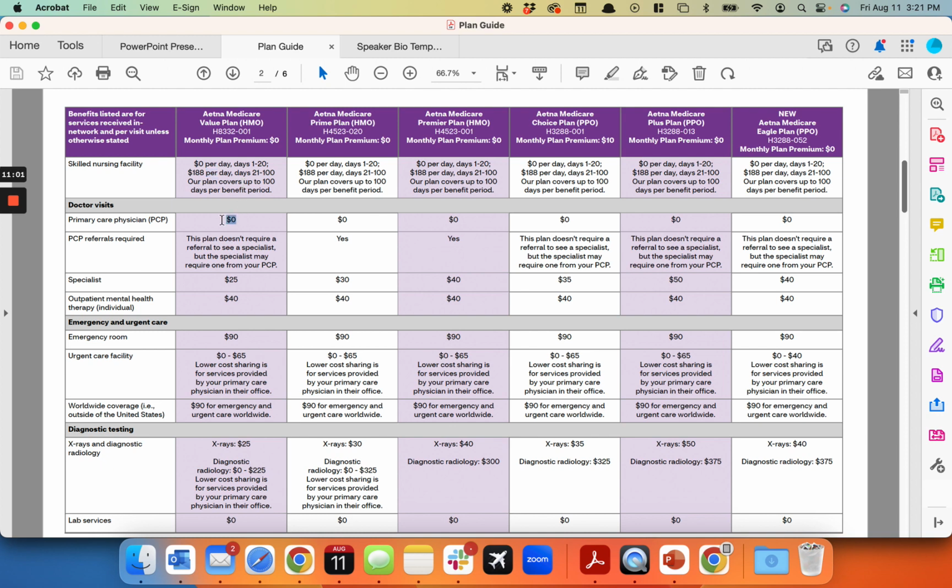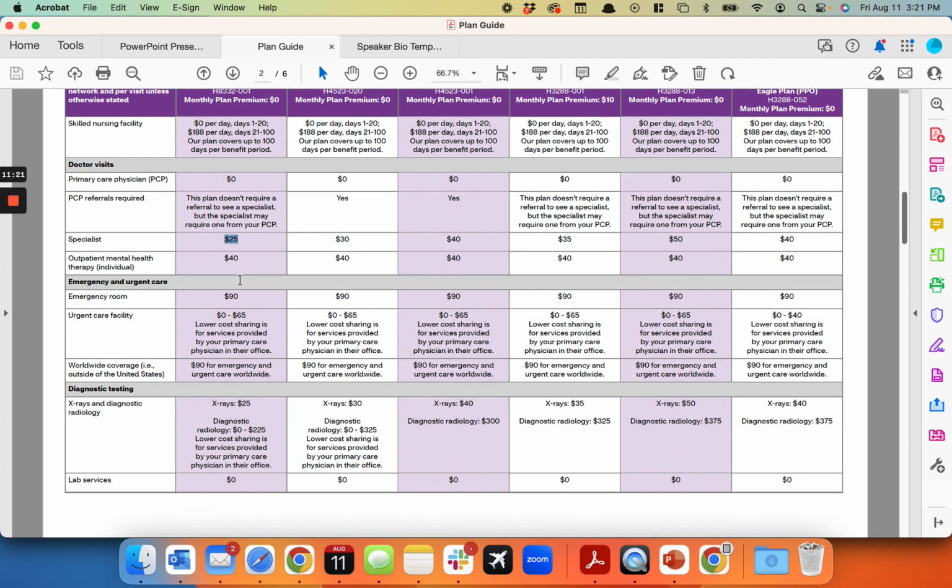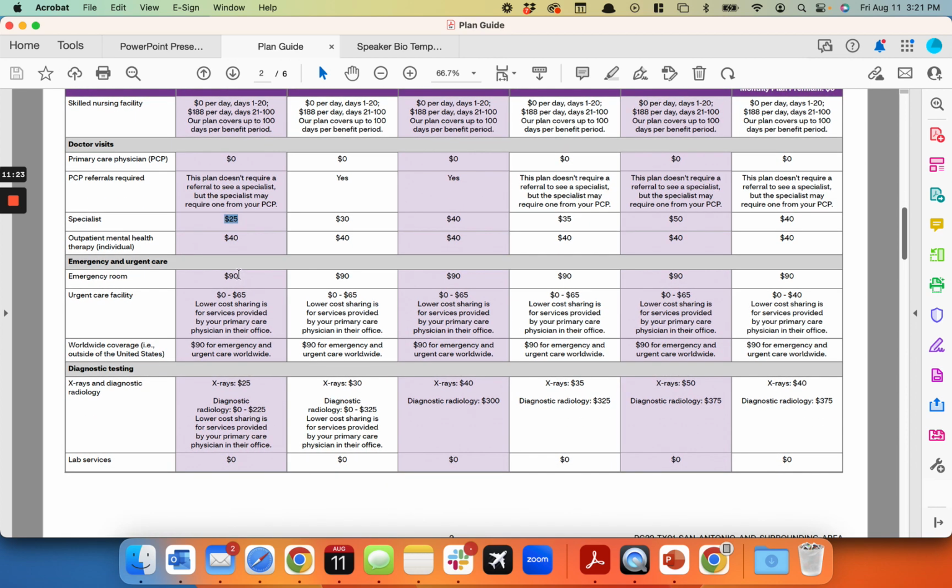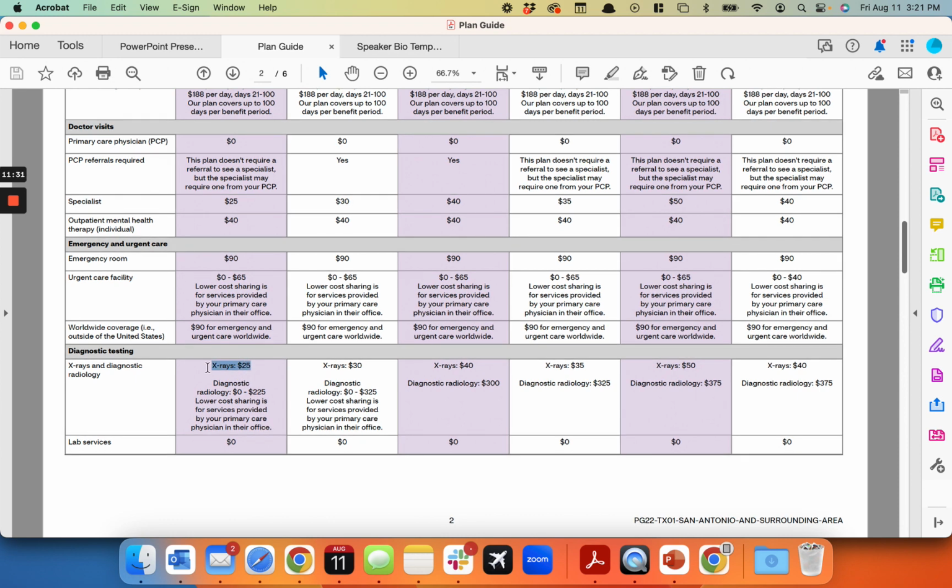When you go see your primary care doctor, it would be $0 if he is in network. There are no out-of-network benefits, so the doctor or PCP would have to be in network. If that PCP refers you to a specialist, that would be $25 to see the specialist. Let's say you need to go to the emergency room, that would be $90. If you need x-rays, it would be $25 on our plan. Any lab services conducted would be $0.